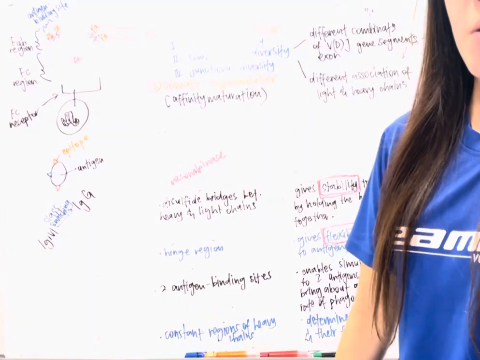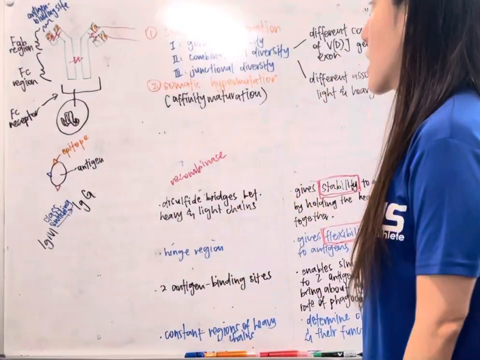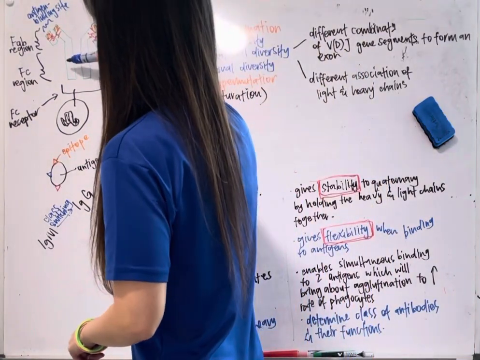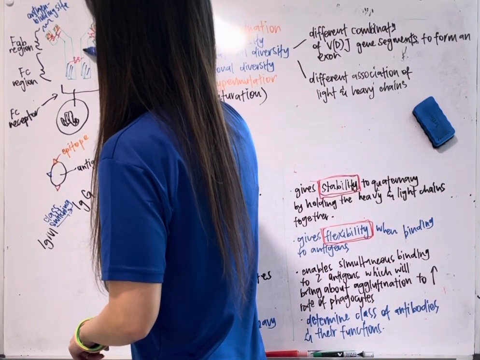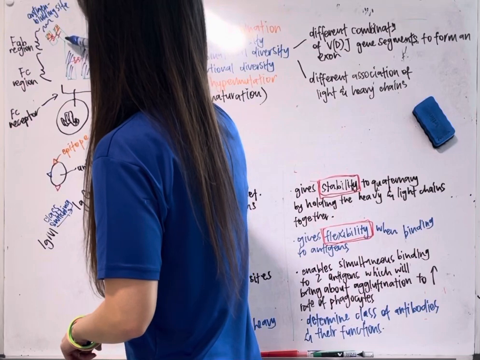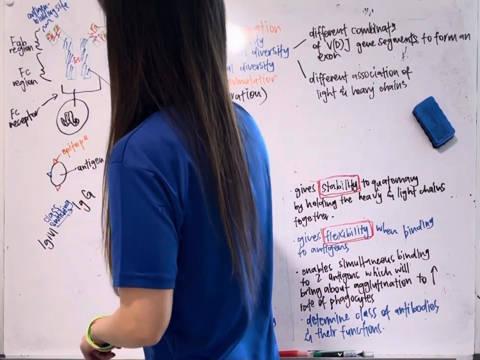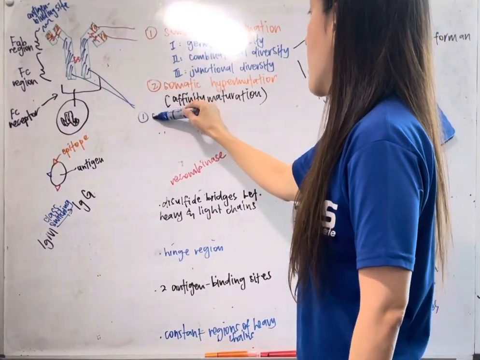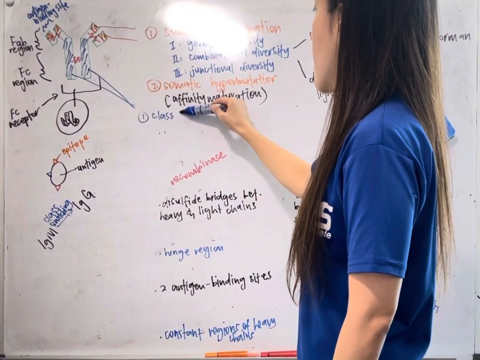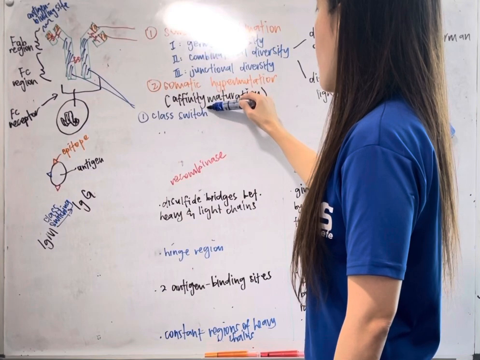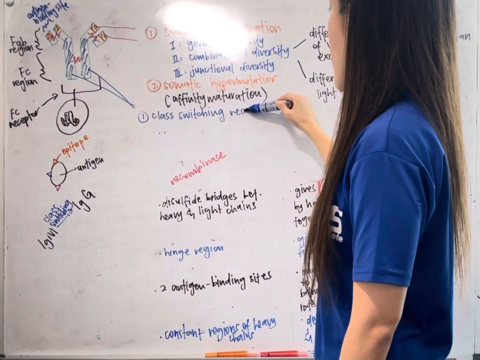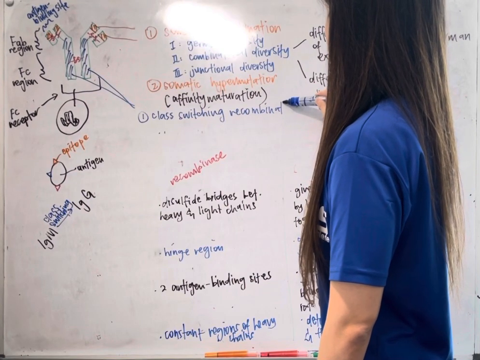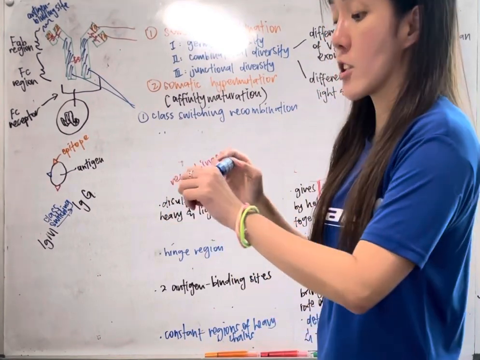But besides that, we also have what we call class switching recombination. Class switching recombination is what forms your heavy chain in your Fc. That's why we can have a variety of Fc regions, or constant regions, of your heavy chain.